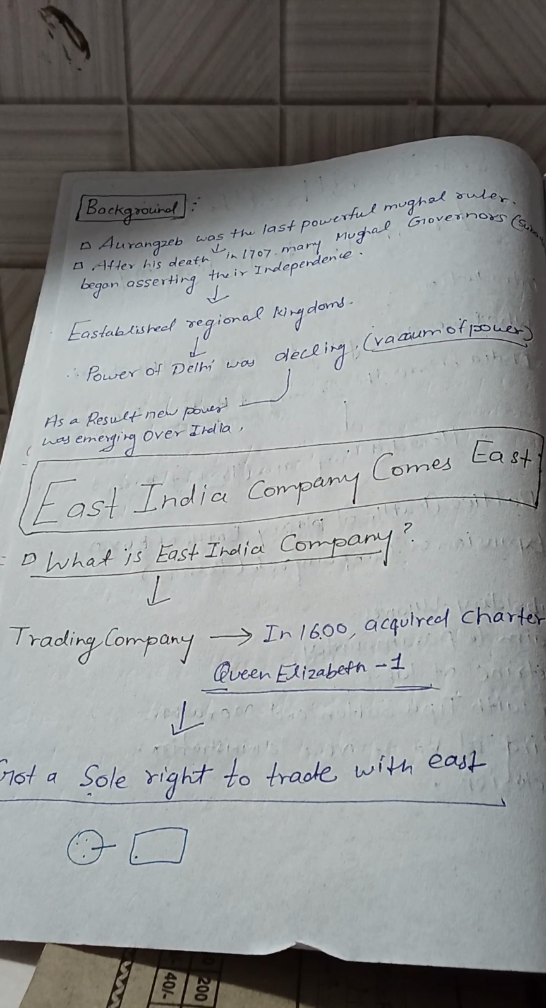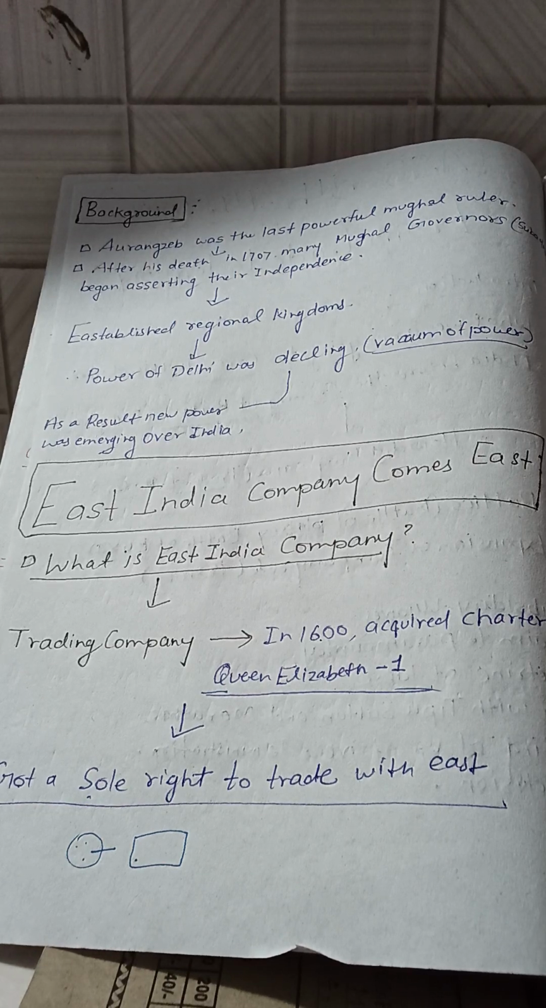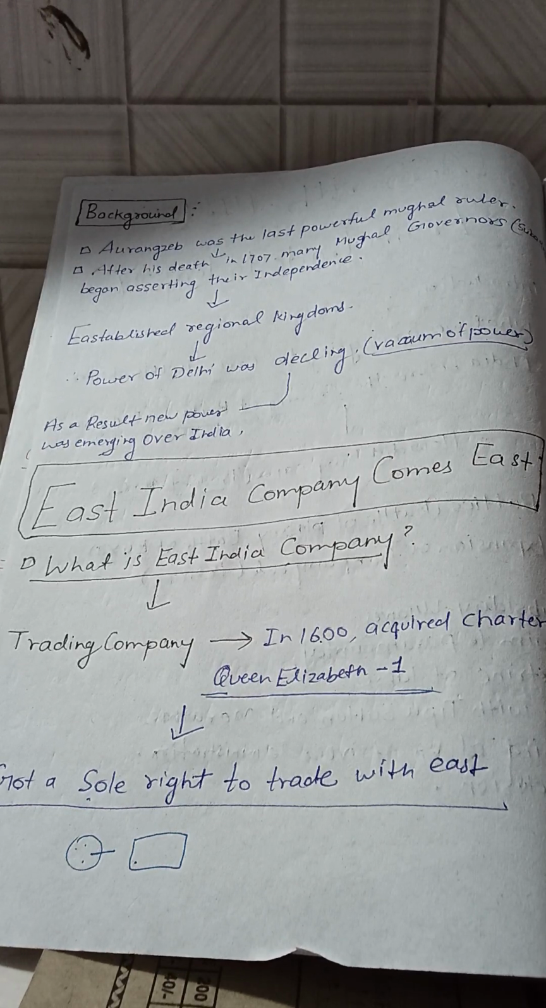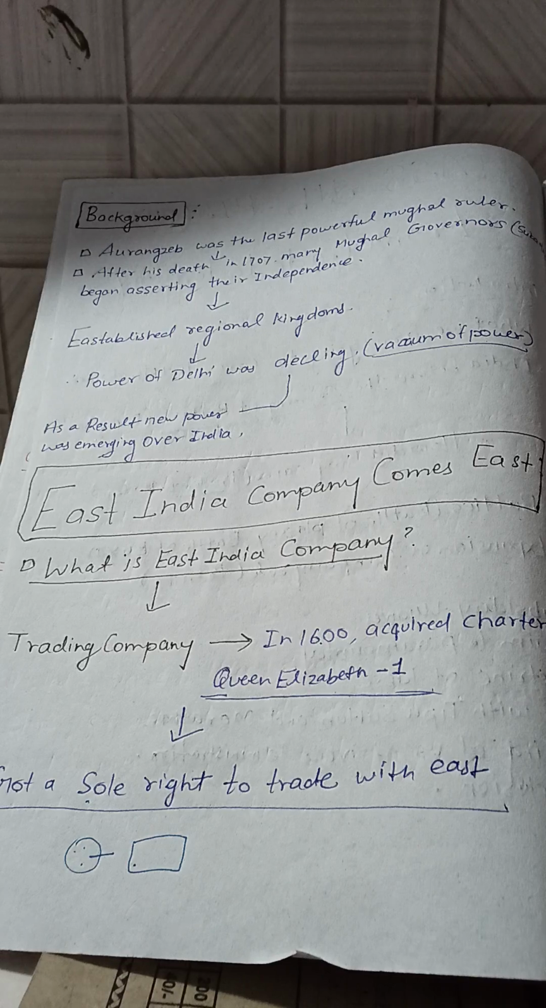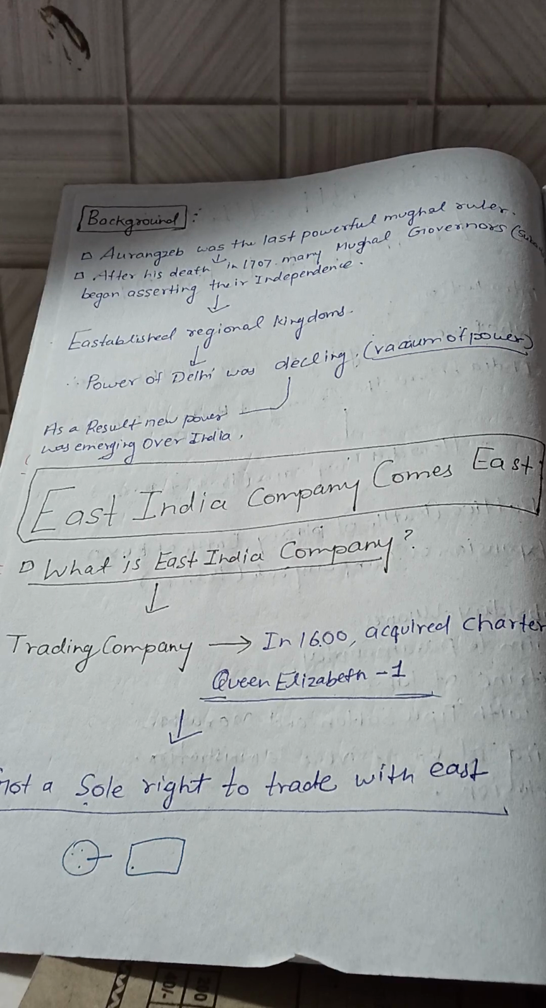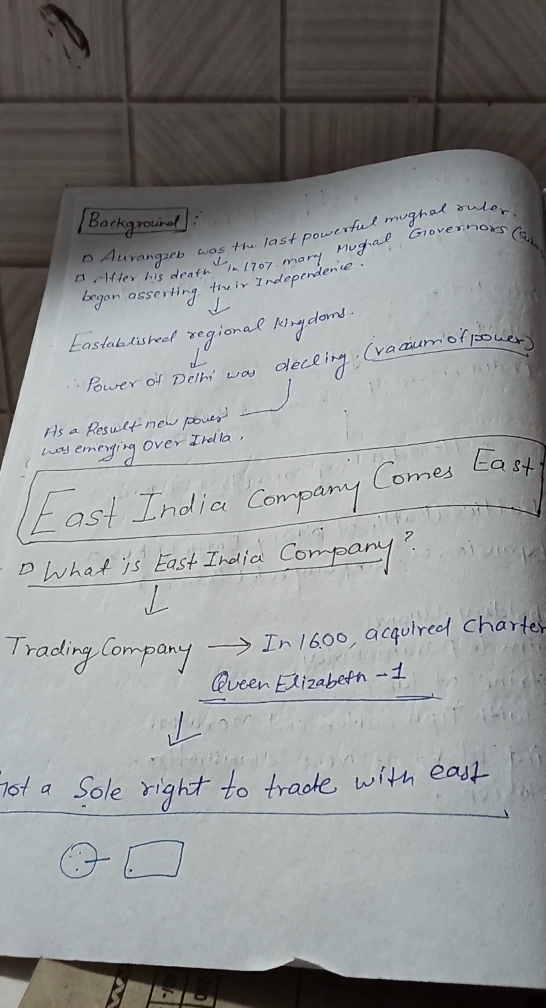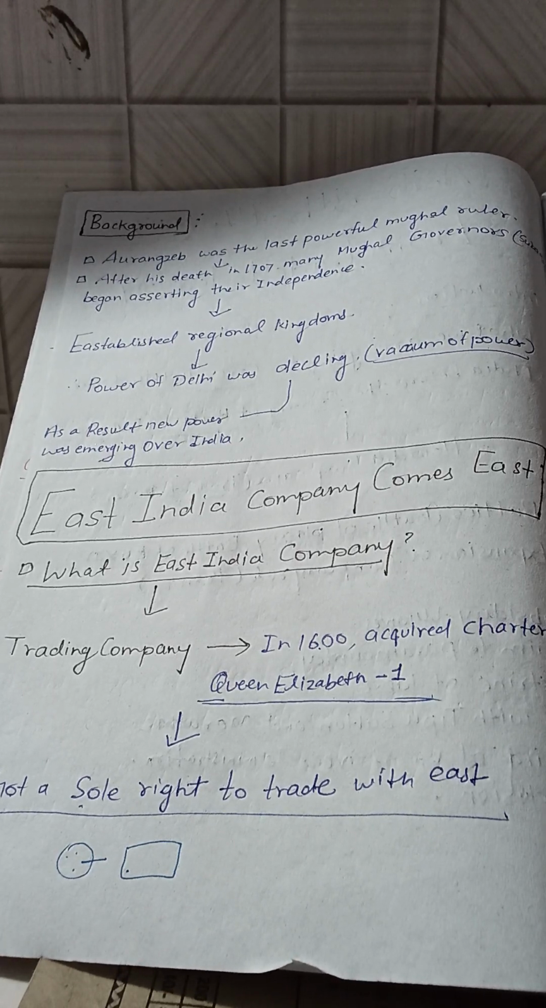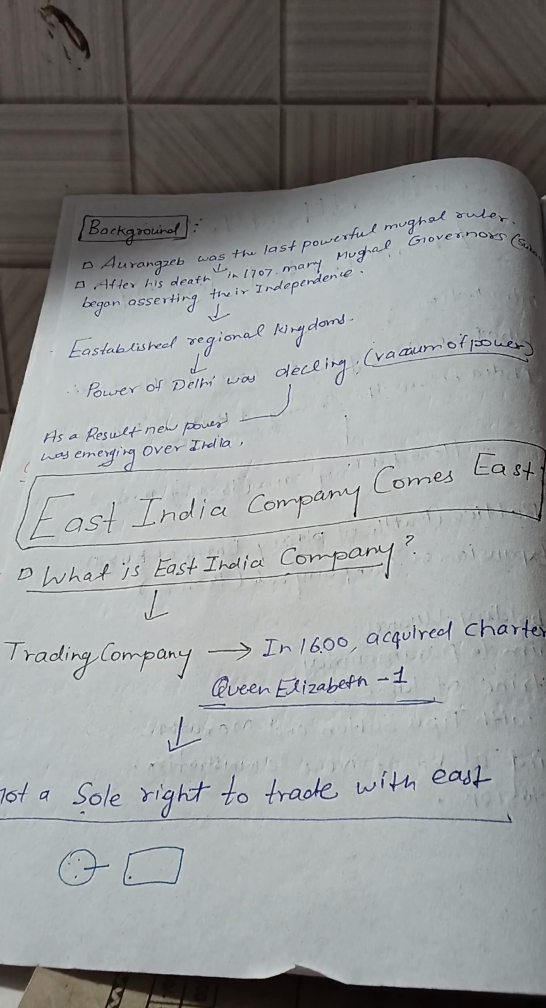And in this way, you can find that the power of Delhi was declining, right? And what was the result? As a result, we got to know that a new power was emerging over India. So we gave an opportunity to someone else to dominate the nation.